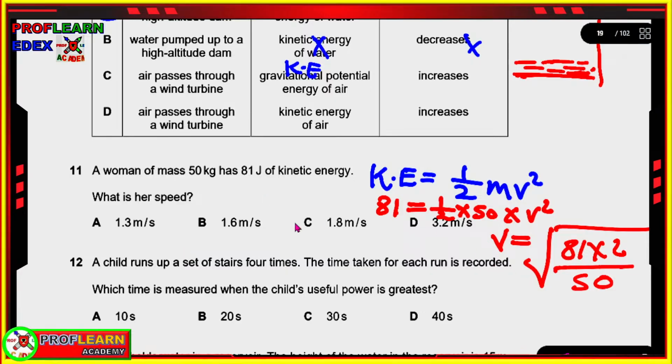If you work out the square root of this, you're going to get 1.8. I can see that's what we shall be having there. Number 11.